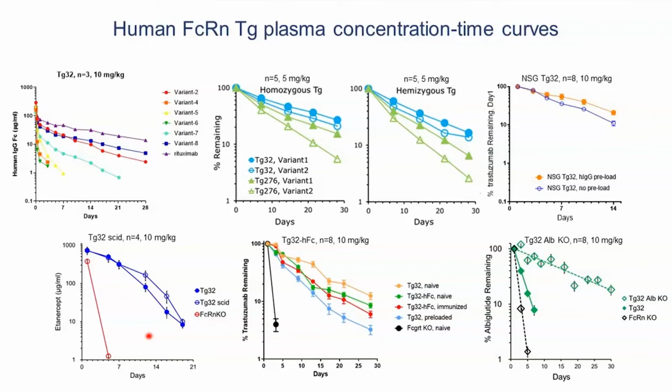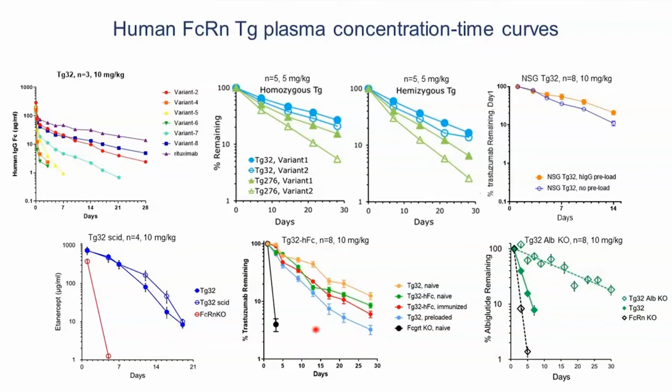Of course, if anti-drug antibodies arise in your study and your plasma concentration time curves are abbreviated, your PK data will suffer. And so using this model is something definitely to consider.